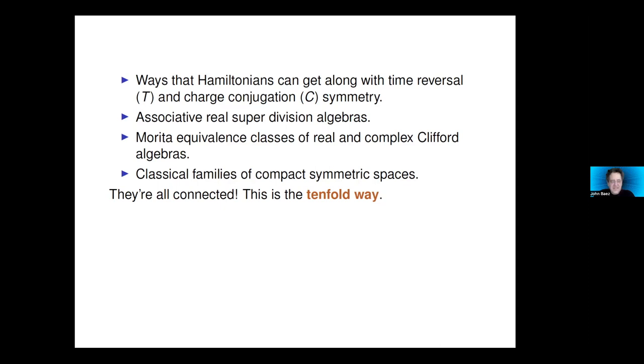And there are also 10 classical families of these highly symmetrical spaces studied by Cartan called compact symmetric spaces. And it's really a mystery to me why those 10 classes perfectly line up with these other 10 things, although it's not a mystery to me how you get symmetric spaces from these other things. Unfortunately, I won't really have time to talk about that.